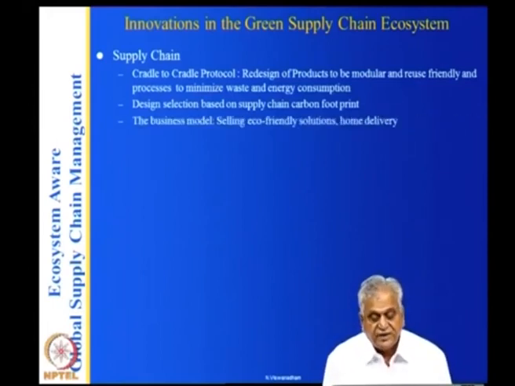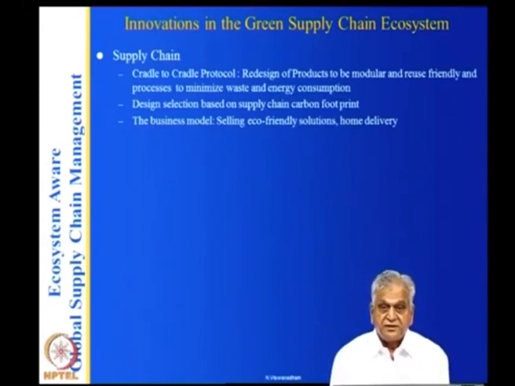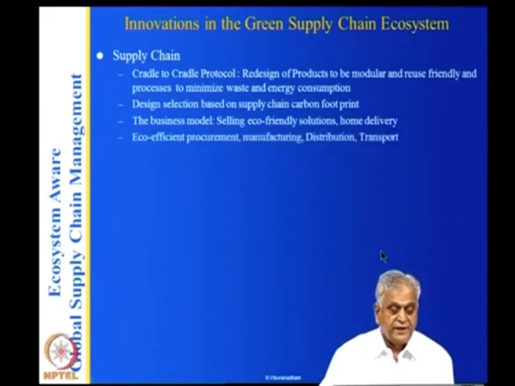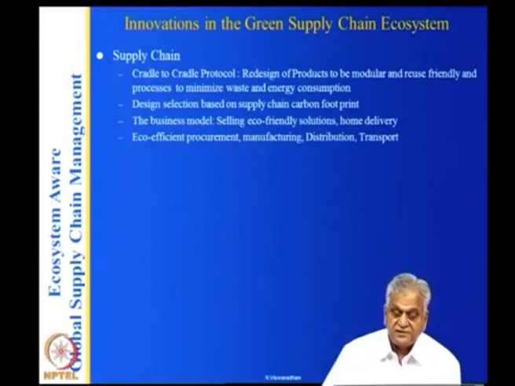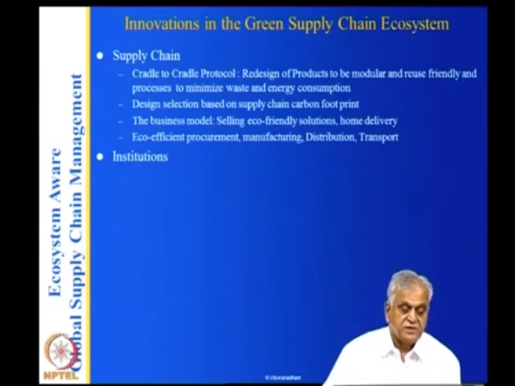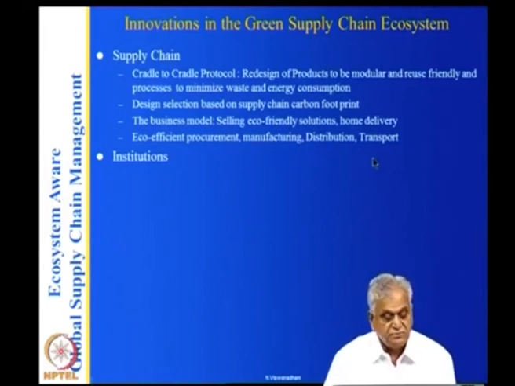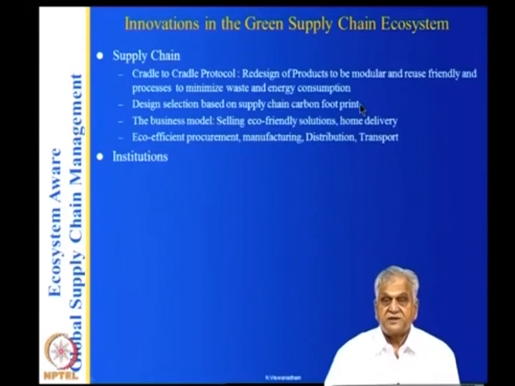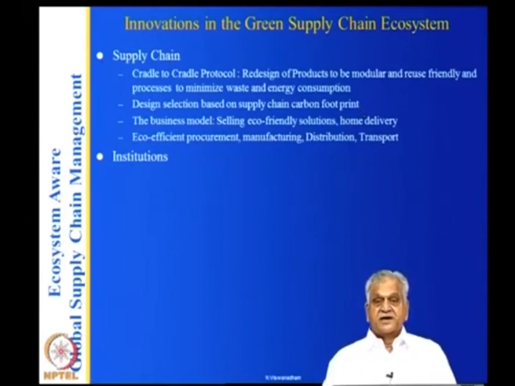And the business model, selling eco-friendly solutions, home delivery and so on. Because you are looking at scope 1, scope 2, scope 3 emissions, your business model will be selling eco-friendly solutions. And eco-efficient procurement, manufacturing, distribution, and transport. So if you look at the supply chain, you are basically reinventing it in terms of procurement, manufacturing, distribution, your business models, and how you evaluate designs. Earlier, it was lead time and cost. Now, it is lead time, cost, and the GHG gases and the carbon footprint.